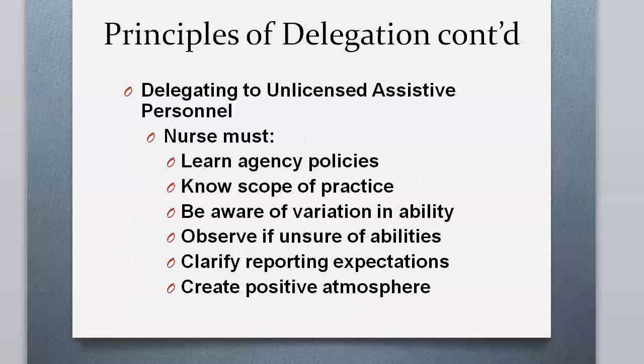When the nurse is delegating to a UAP, the nurse must learn agency policies and know their scope of practice. What can I delegate to this UAP? And be aware of the variation in ability. Even though it's in their scope of practice, for instance, to do postmortem care, if the UAP has never done that before, it might be a time when you assist the UAP and show them how the skill is done, so that the next time the situation arises, they will have had the experience. It also shows that you cared enough about that person to support them when they're doing something for the very first time.